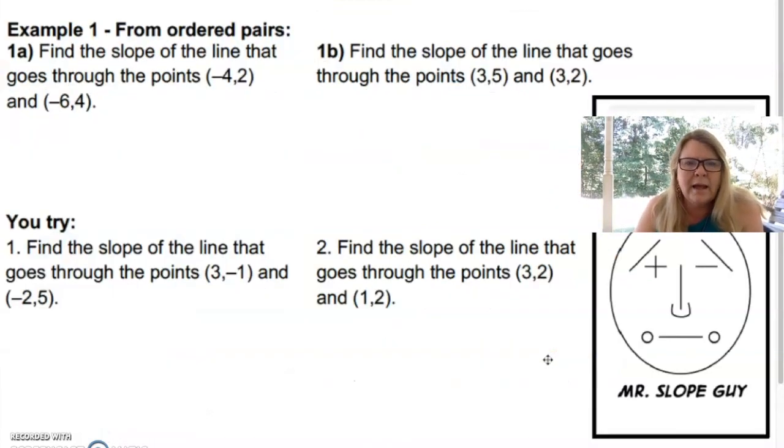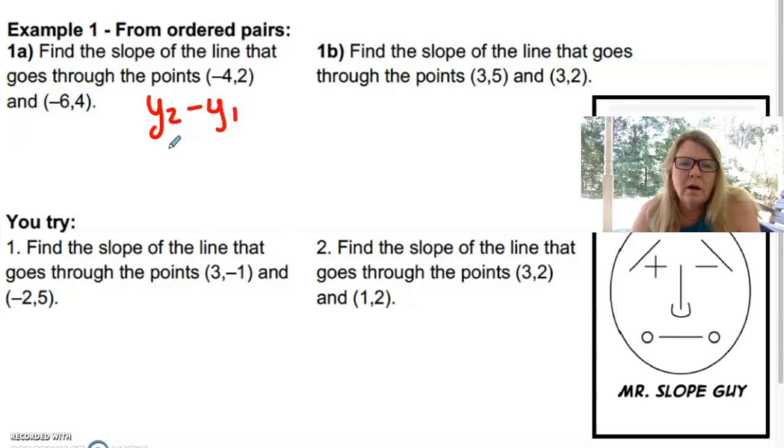So let's look at a couple of these, how we would actually find rate of change if we were just given 2 points. If we look at the one that we have here, the ordered pair, we want to find the slope. Slope is just another way of saying rate of change. If we wanted to find the slope of the line that goes through these 2 points, then we use our slope formula. The rate of change, y2 minus y1 over x2 minus x1.